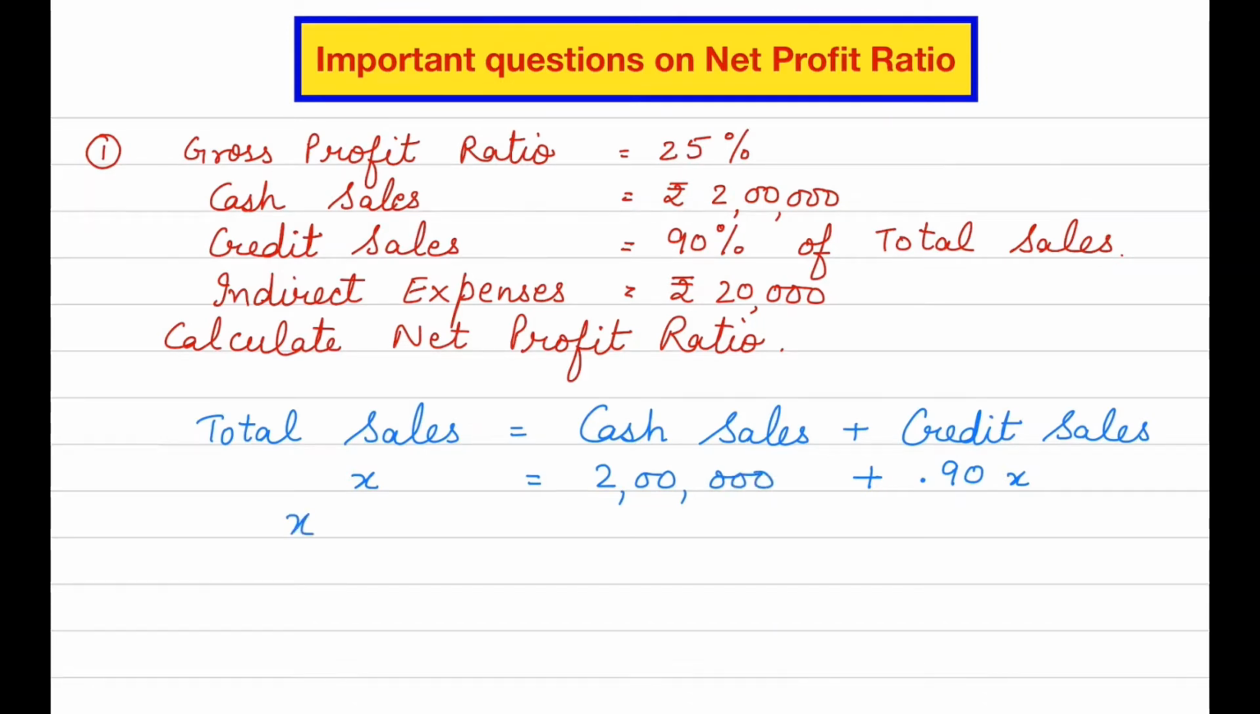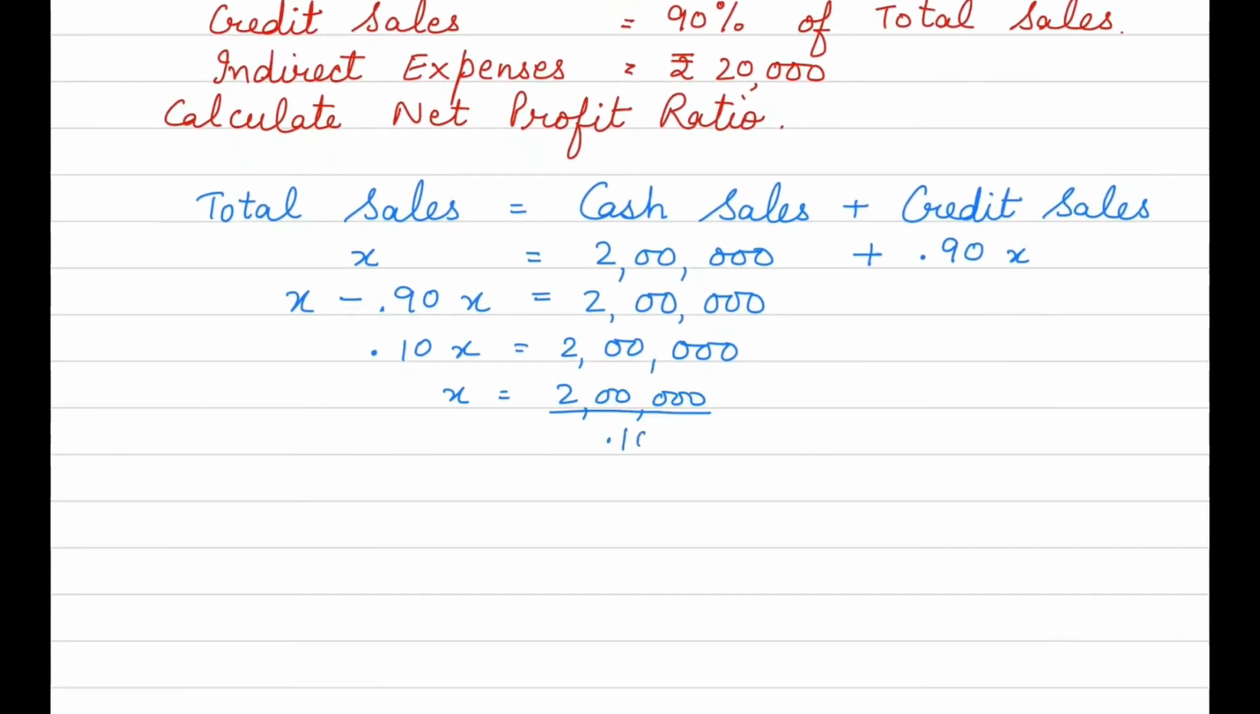We will solve this equation. We'll take this 0.90X on the left hand side. X minus 0.90X is equal to 2 lakh. This will give us the value of X as 20 lakh rupees. So our total sales are 20 lakh rupees.